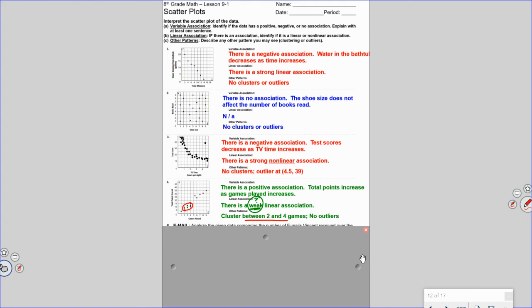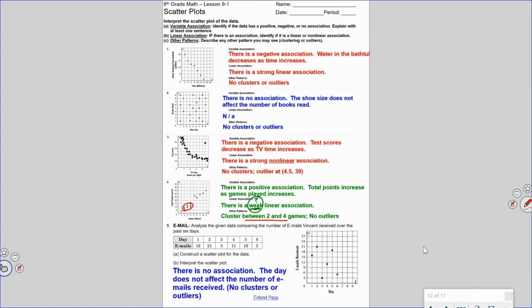One last shot at the front side answers if you're interested, and then tomorrow I will check the back side.